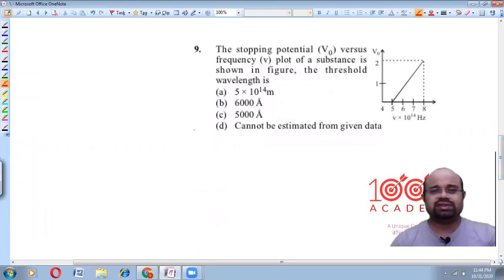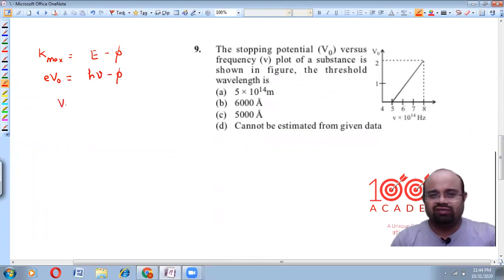Right, the next question says the stopping potential versus frequency plot of the substance is shown in the figure. The threshold wavelength is? So as per the equation given by Einstein, maximum kinetic energy is E minus phi. Maximum kinetic energy is also equal to e times stopping potential. Energy is h times frequency.